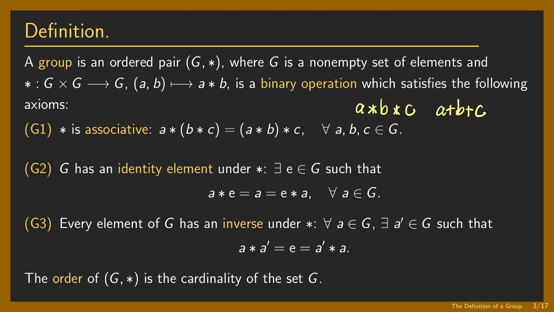Last but not the least is that we require that every element of the group, for linear equations to be solvable, must have an inverse under the given operation. By that, we mean if you take any element of G, there must be some other element from the same set G, so that when they are combined together, it gives you the identity.